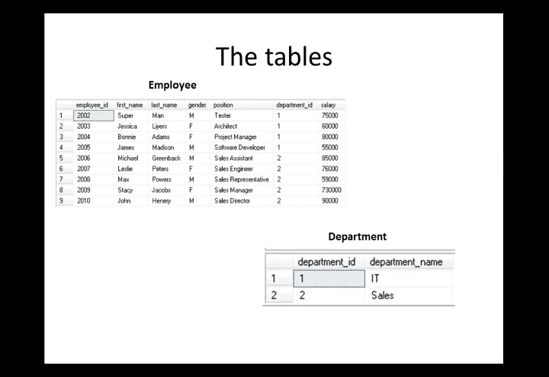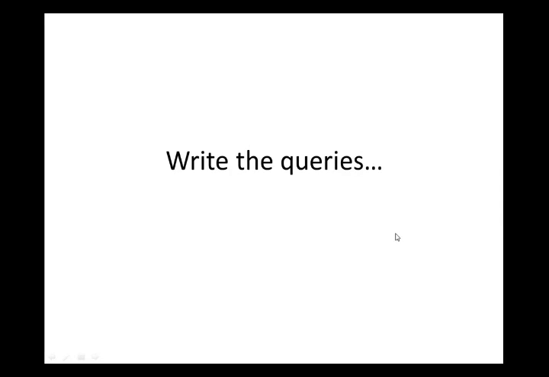So these are the two tables that we're going to be using, the employee table as well as the department table. Just wanted to show you exactly what these tables are going to look like. The employee table consists of these columns: the employee ID, first name, last name, gender, position, department ID, and the salary. Whereas the department table only consists of 2 columns, which are the department ID as well as the department name. So without any further ado, let's start writing these queries.